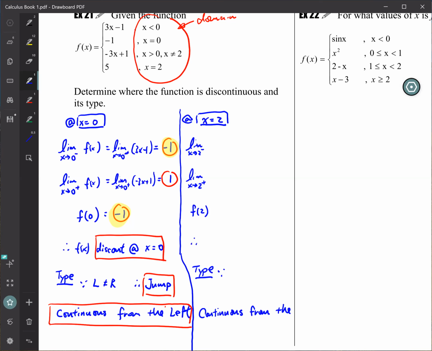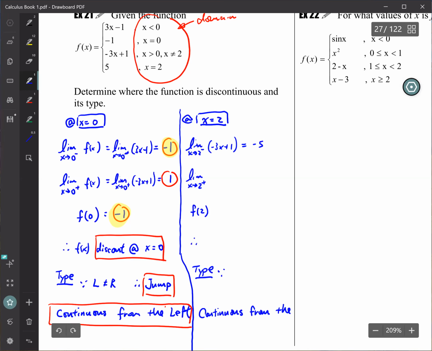Okay, let's check the limits and the point. Joan, can you tell me your left limit? Which piece did you pick? I picked the negative 3x plus 1. Okay, and what do you get? Negative 5. Yeah, I agree.